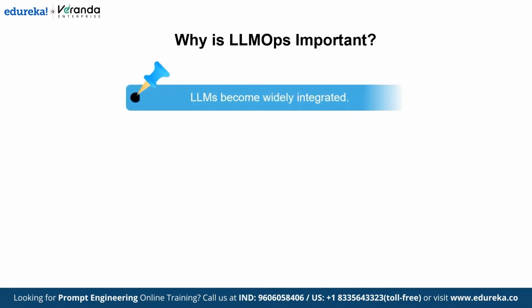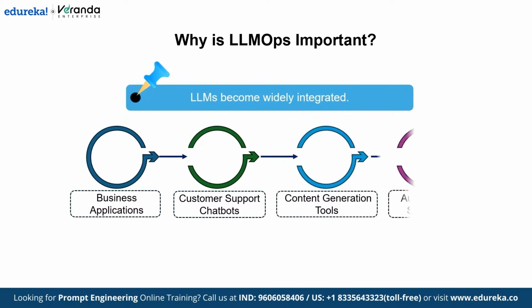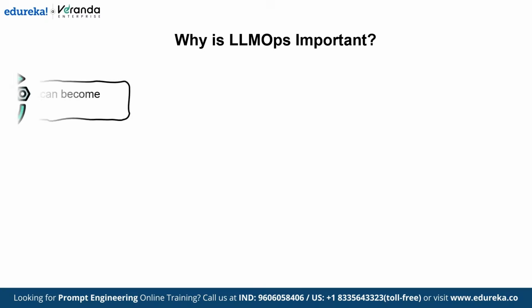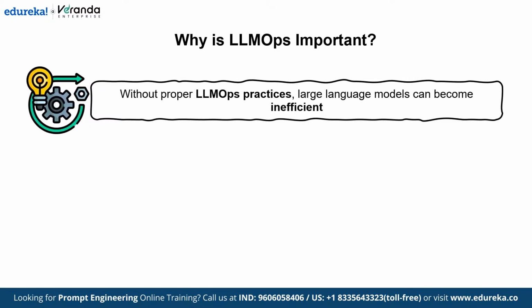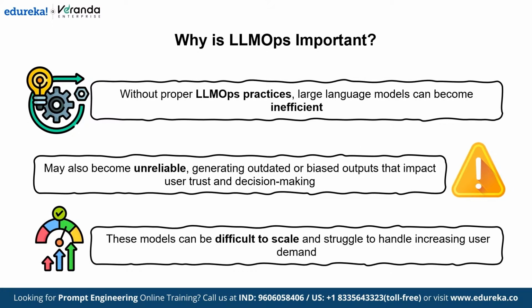As LLMs become widely integrated into business applications, customer support chatbots, content generation tools, and automation systems, they need to be continuously monitored and optimized. Without proper LLMOps practices, large language models can become inefficient, leading to slower response times and increased computational costs. They may also become unreliable, generating outdated or biased outputs that impact user trust and decision making. Additionally, these models can be difficult to scale and struggle to handle increasing user demand, which can result in performance bottlenecks and degraded user experience.